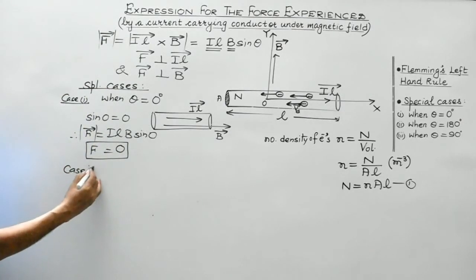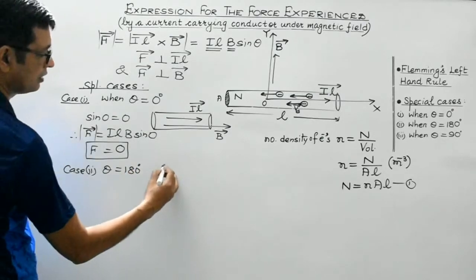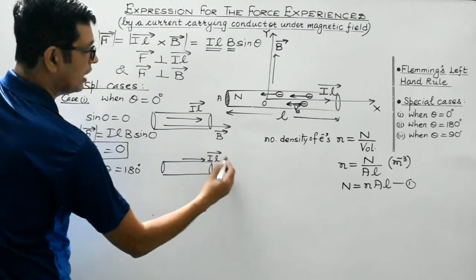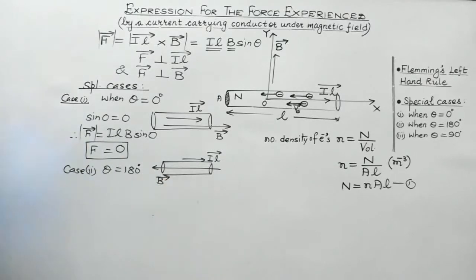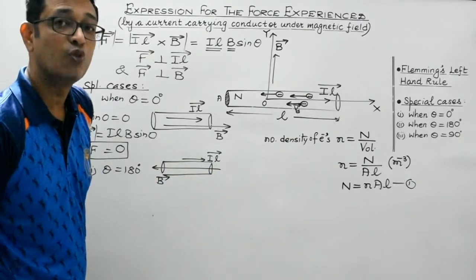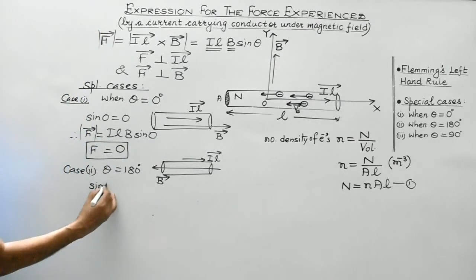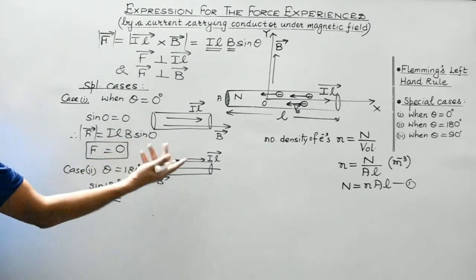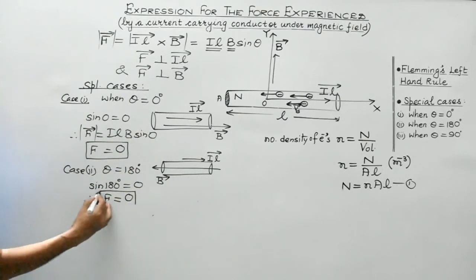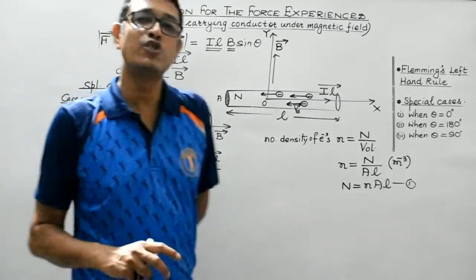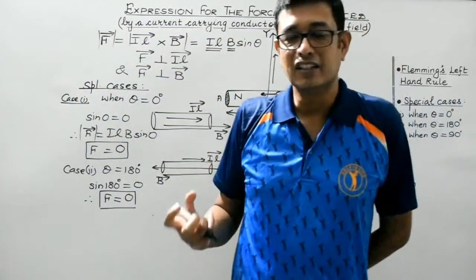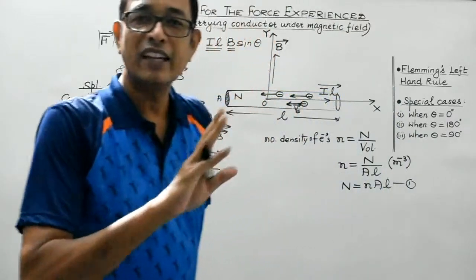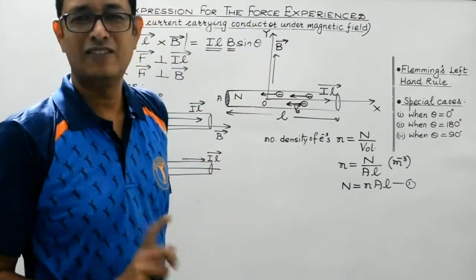Similarly, when theta is 180 degree, that is, this is the current carrying conductor, and suppose the current is flowing along this direction and it is placed under the influence of magnetic field, which is in the opposite direction. So what's the angle between current element and magnetic field? As per the diagram, it's 180 degree. Now sin 180 degree is also 0. Therefore, here also the magnetic force will be equal to ILB sin 180, that is 0. So that magnetic force will also be 0. So students, from case 1 and 2, what we conclude is, if the current carrying conductor is placed along the direction of the magnetic field or opposite to the direction of the magnetic field, in both the cases, it won't experience any magnetic force. Clear?